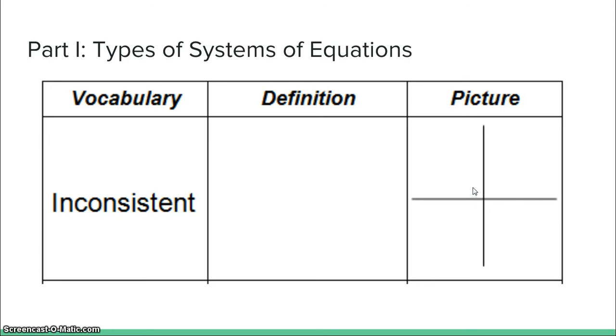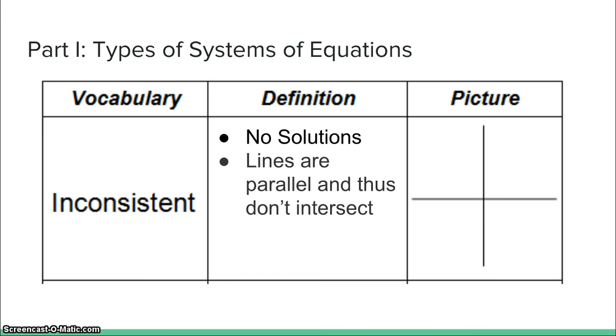Finally, we have inconsistent. Inconsistent means they don't have any point in common. And if they don't have a point in common, there's no value that's going to make both of them true. So there's no solutions for this. This means also that the lines are parallel. And if you remember from chapter 4, parallel lines don't intersect. So no solution means the lines don't cross, they're parallel.